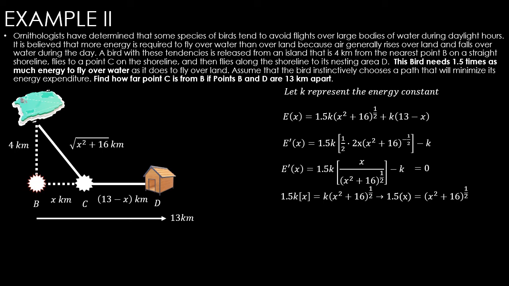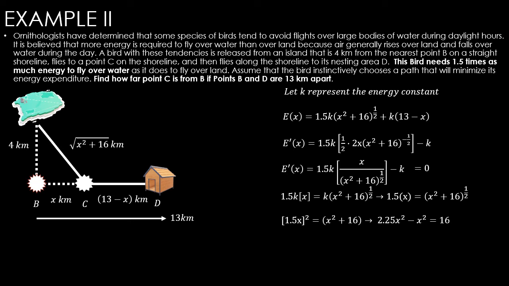So now we have k on both sides. When you have k on both sides, or any variable or number on both sides, you can divide both sides by that thing. So k goes away, and we're left with 1.5x equals the square root of x squared plus 16. And I've written it still in this fraction exponent notation just to be helpful when we took the derivative. So now, just more algebra.